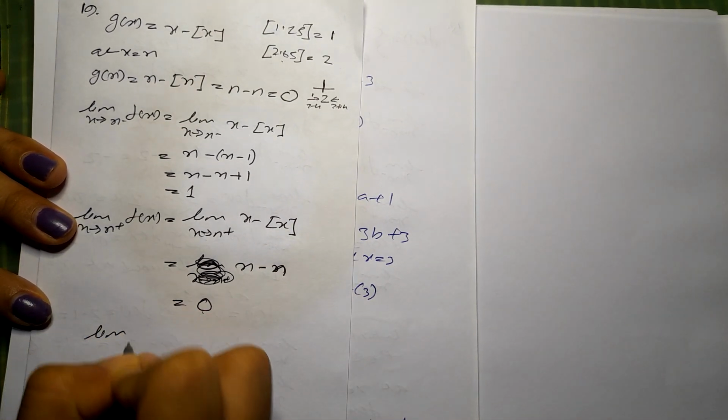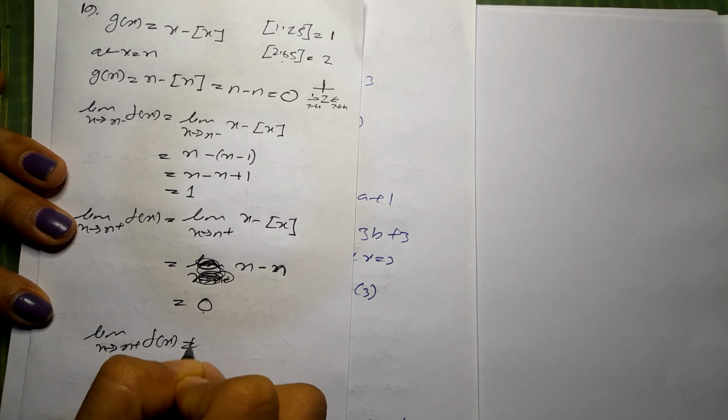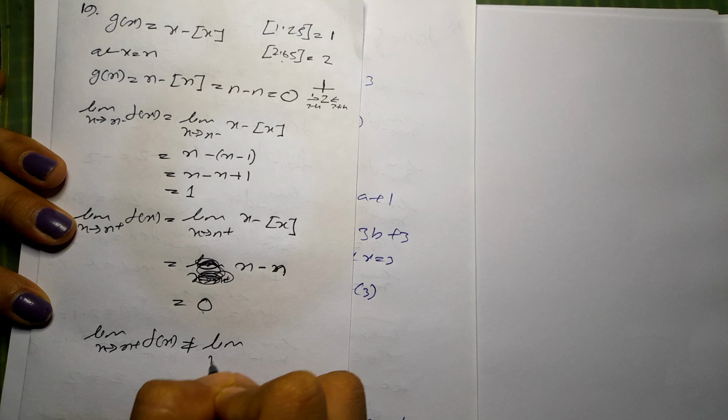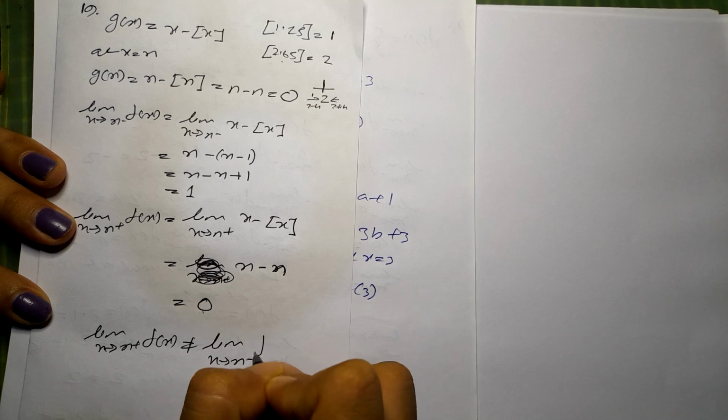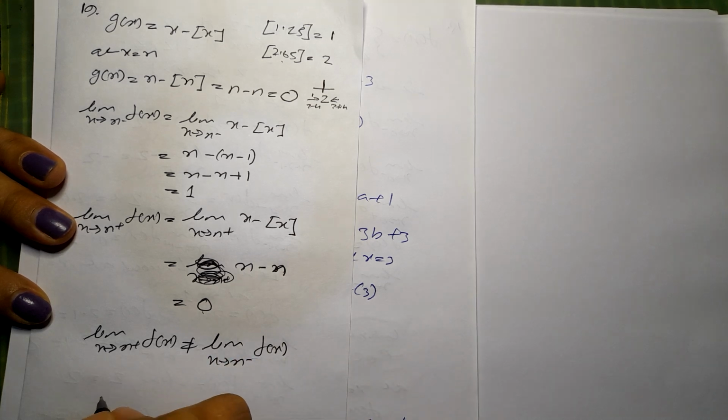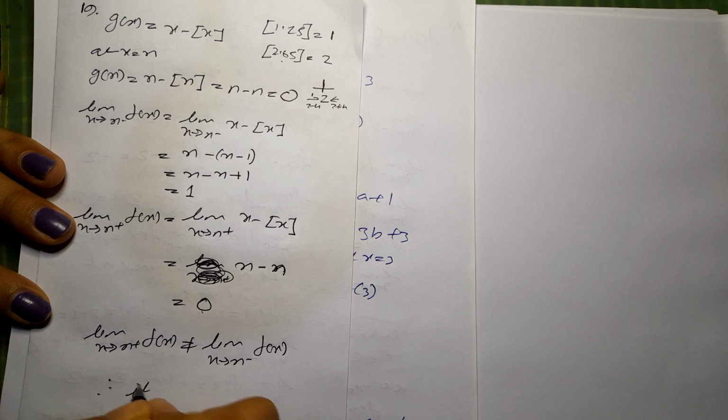So limit x tends to n plus of f(x) is not equal to limit x tends to n minus of f(x). Therefore it is discontinuous.